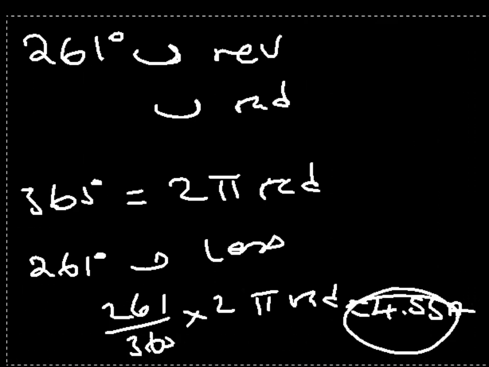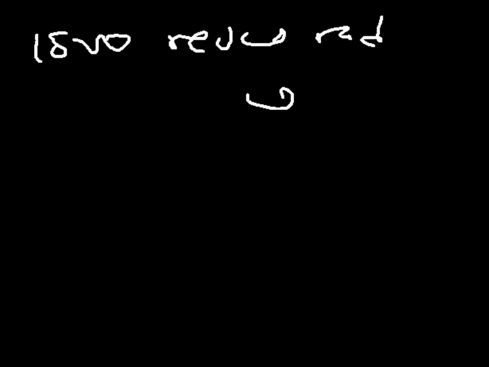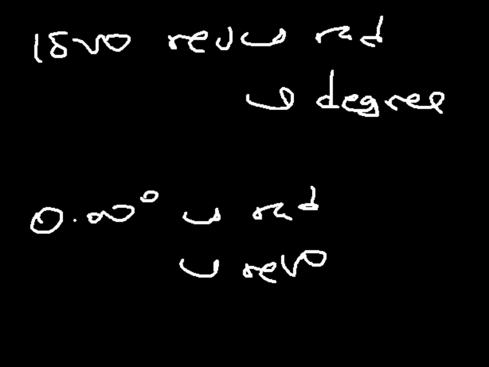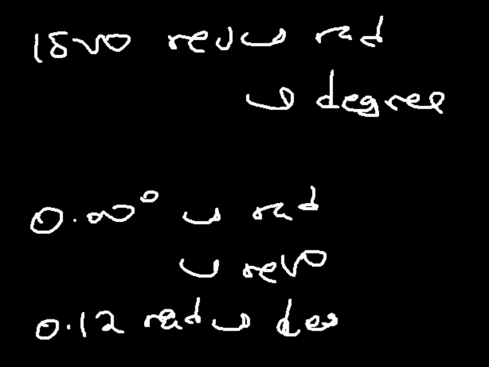Also, at your own time, try this as well. Let's say we have 1500 revolutions; what is it in radians as well as degrees? And how about if we have a given value in degrees; what is that in radians as well as revolutions? And how about if we have, let's say, 0.12 rad? What is this in degrees and also in revolutions? So take note of that.